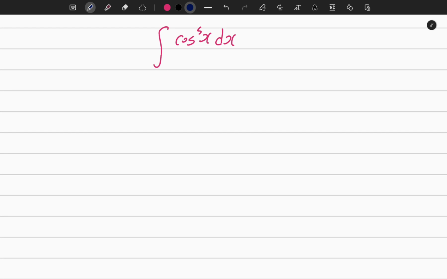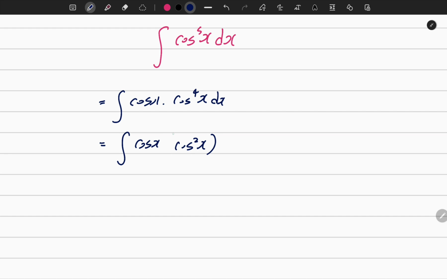In this video I'm going to solve this integral problem. First I'm going to write this as cos x times cos to the fourth power x dx. So this is cos x. Now I'm going to write this part as cos square x and its square dx, right?